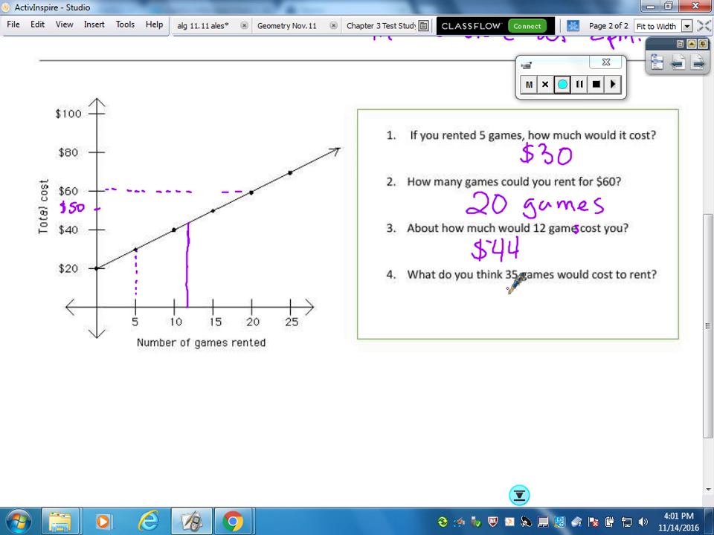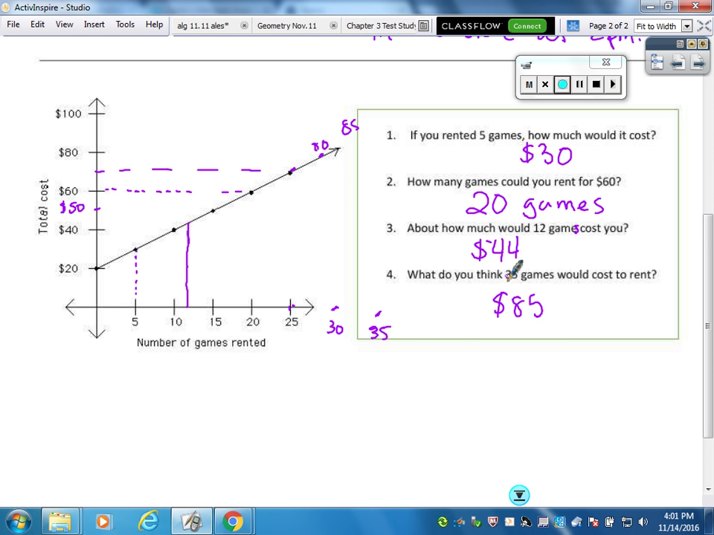So what do you think 35 games would cost to rent? So this one I'm having a little trouble here because I don't have 35 games, but let's see how much it's going up. So every 5 down here, it goes up, how many? $10. So at 25, I'm at $70. So if I go to 30, I should be 10 more than that at 80. And if I go to 35, 5 more down here, then I should be up at 85 up here. So it should be about $85 to rent 35 games. Now I don't know what you're doing with 35 games, but that's about how much it would cost you to rent it. And let me go back real quick.